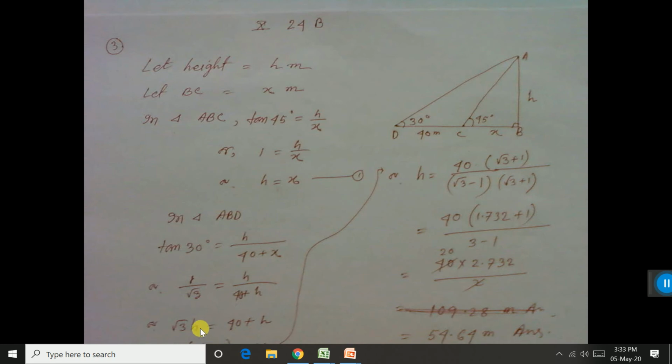Now h you bring this side, then h take common, then h into root 3 minus 1 equal to 40, then h is equal to 40 by root 3 minus 1. You multiply both numerator and denominator by root 3 plus 1. Value of root 3 you put here 1.732, then it will be 2.732, and denominator a minus b into a plus b, that is a square minus b square, that is 3 minus 1, that is 2, and 40 cancel, it will be 20 into this, that will be the value of h, and we need to find this h only.